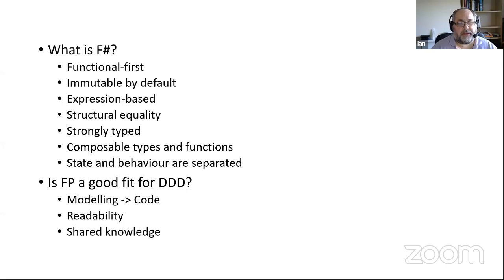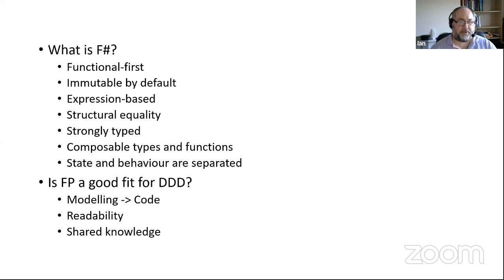F Sharp is a functional-first language. That means it's not a pure functional language. It also supports imperative and object-oriented programming as well. It's immutable by default. So once something's written, you can't change it, but you can make it mutable by doing some extra work. It's all expression-based rather than statements. Expressions return something, so everything in F Sharp returns something.